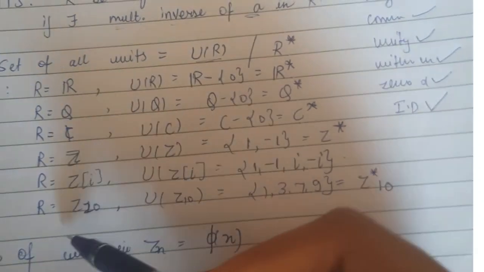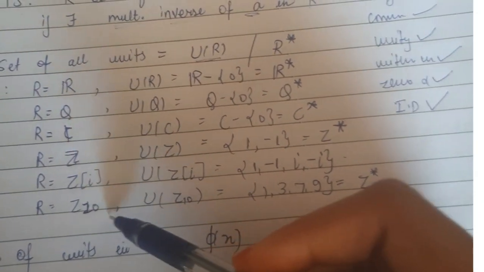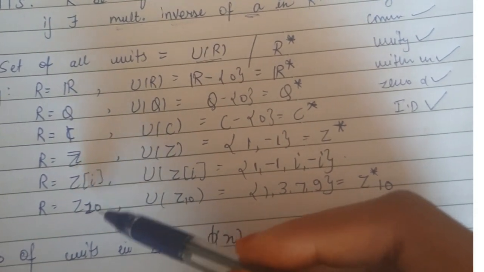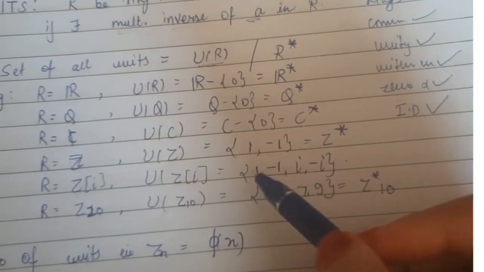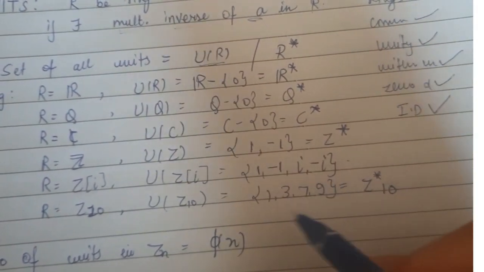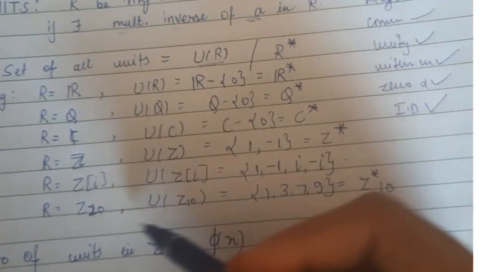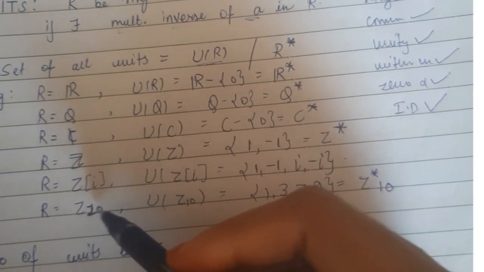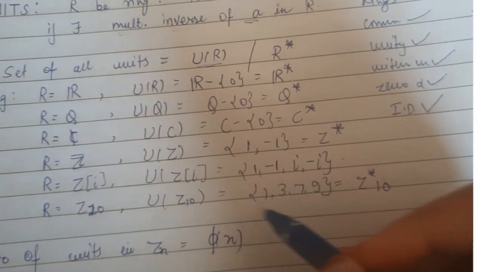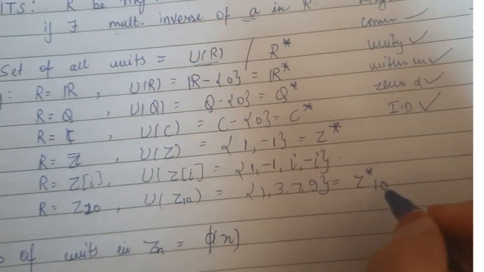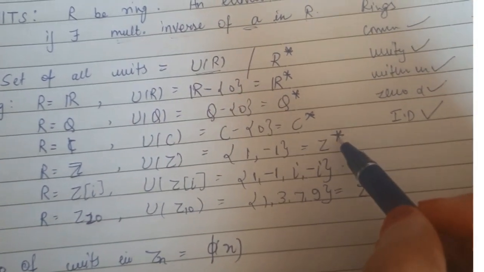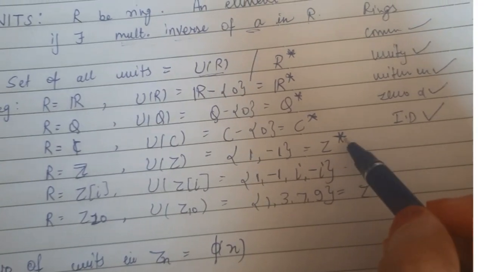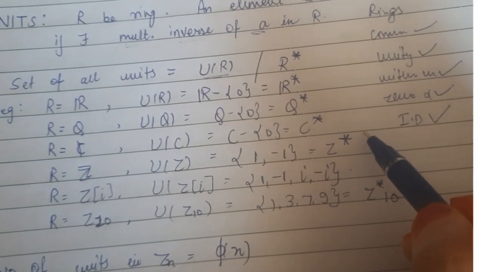For example, in Z10, we need to find the elements whose inverse exists. In Z10, only 1, 3, 7, 9 have inverses. We notice that in the case of Z10, the elements which are units form Z star 10. So basically Z star means all those non-zero elements which have a multiplicative inverse, right?